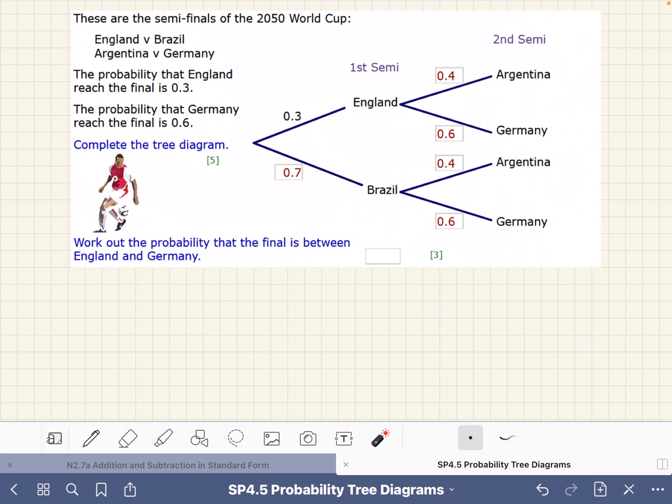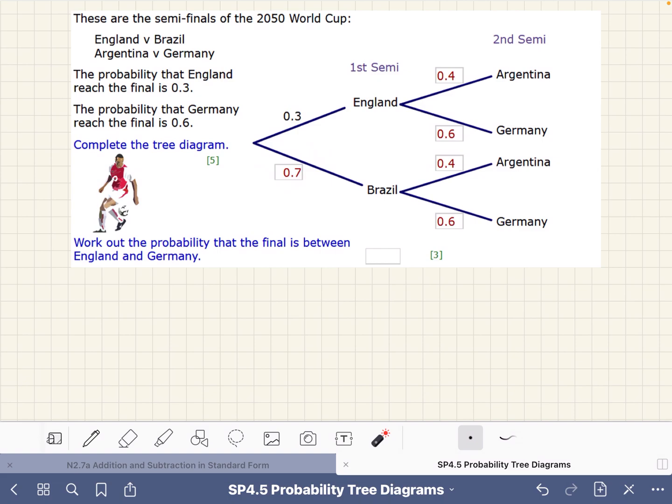In this tree diagram, we have the semi-finals of the 2050 World Cup. We have England versus Brazil and Argentina versus Germany. The probability that England reach the final is 0.3. That means the probability of Brazil reaching the final must be 0.7, as 0.3 and 0.7 is equal to 1.